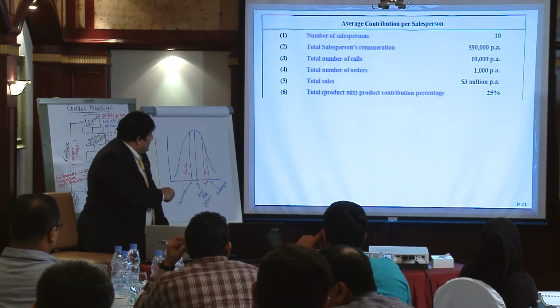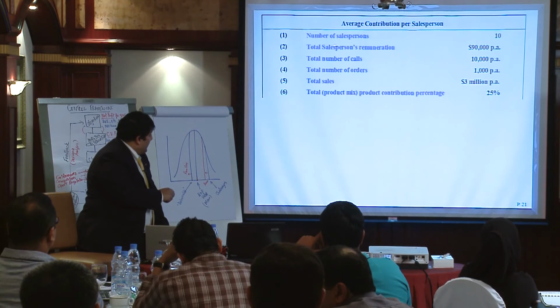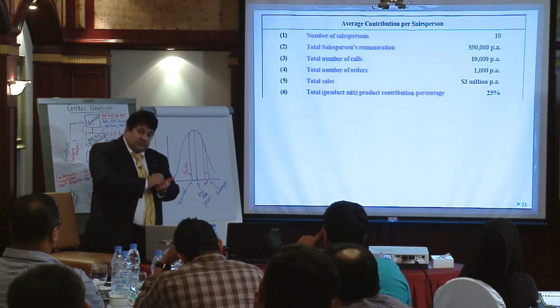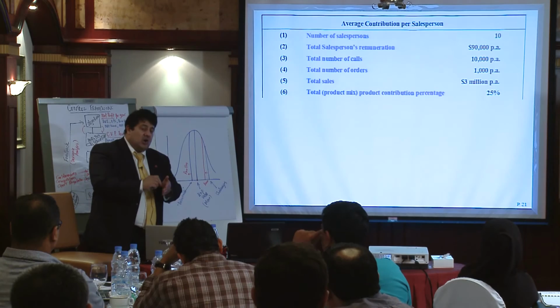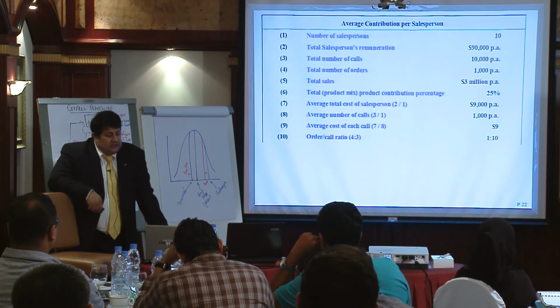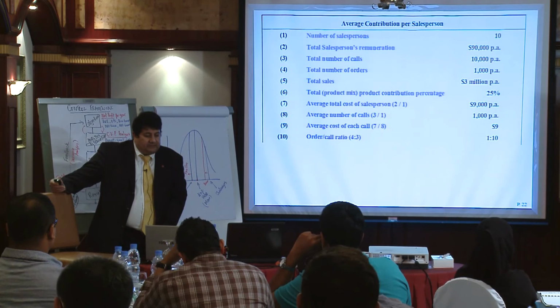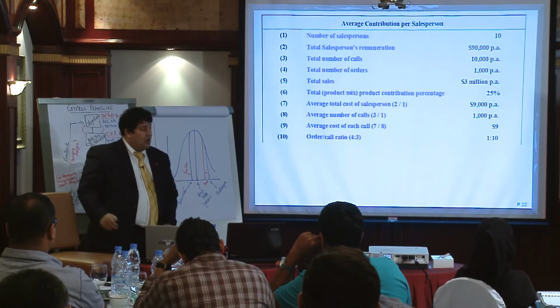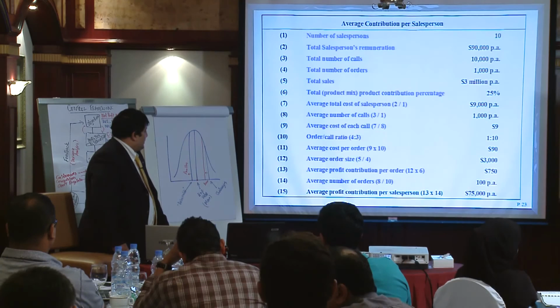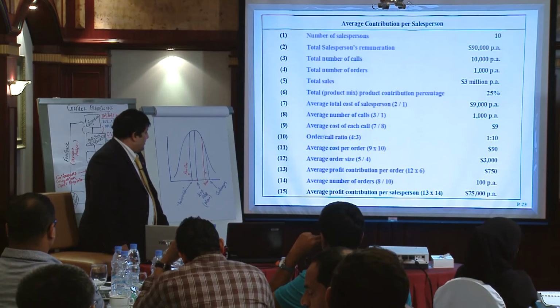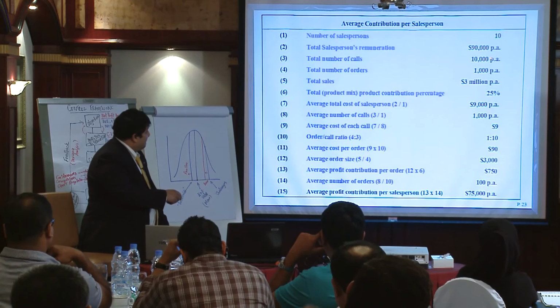You have that in payroll, all of this is there except for the number of sales calls. So if the salesman just puts, I visited this customer, that's one sales call. Even without saying who the customer was, how long you spent, nothing like that, just the number of sales calls, look at the information you can get. Okay, the average total of salespersons, average total cost, average number of calls, average cost per call, order call ratio, that's the efficiency. More, average cost per order, average order size, average profit contribution per order, average number of orders, and average profit contribution per salesperson. So with just one thing, look at the amount of evaluation that you can do.